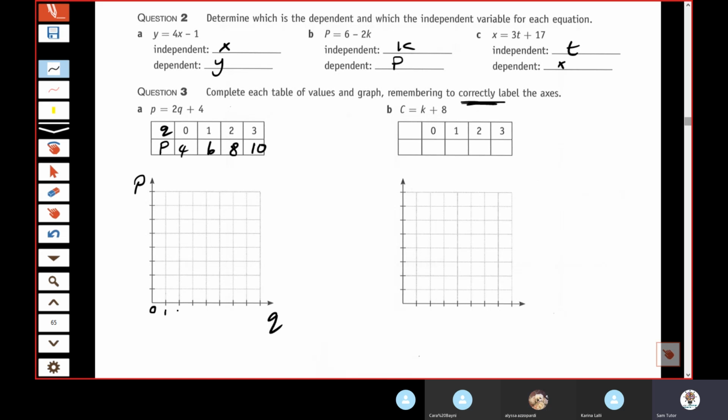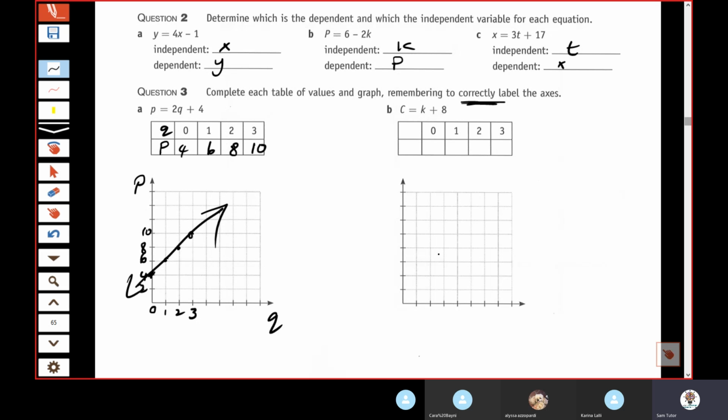0, 1, 2, 3, 2, 4, 6, 8, 10. X is 0, y is 4, x is 1, y is 6. I think we get this. 3 is 12. And voila. Well, you don't need to even draw your arrows starting from here because this is starting from 0 anyways.